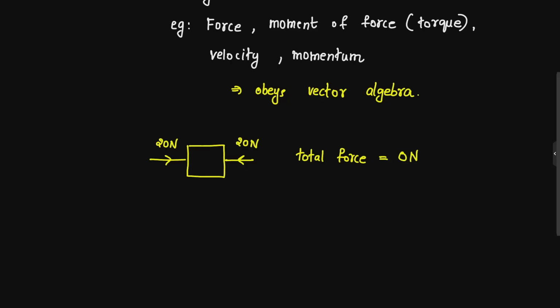You don't have to say anything. But here you subtracted 20 from 20. You took right as positive, left as negative. Therefore your value comes as 0. So indirectly, without knowing, you applied a mathematics there. That mathematics is called vector algebra.